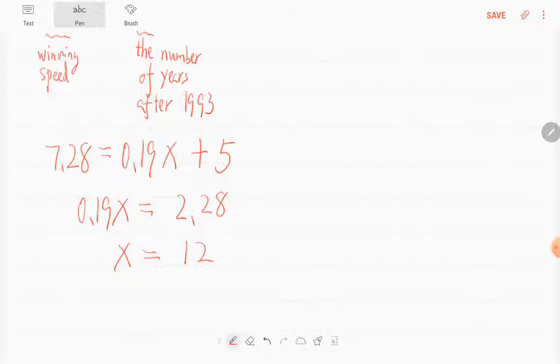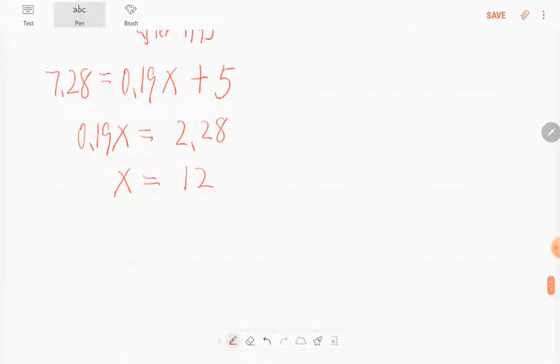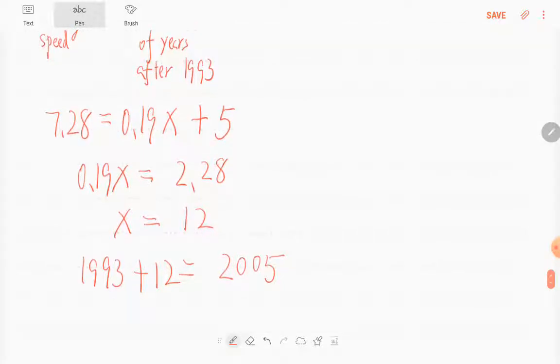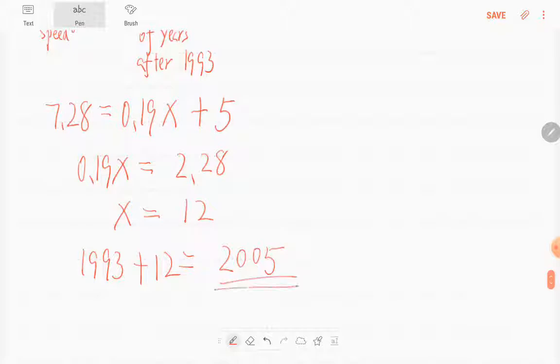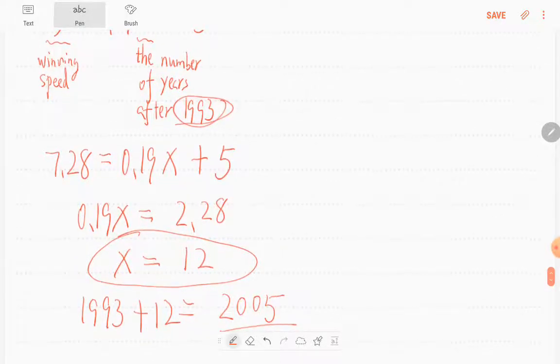So 12 years after 1993, this would be 1993 plus 12, which is 2005. In 2005, the speed would be 7.28 mph. Here x is the number of years after 1993, so you need to add it to 1993 to get the year.